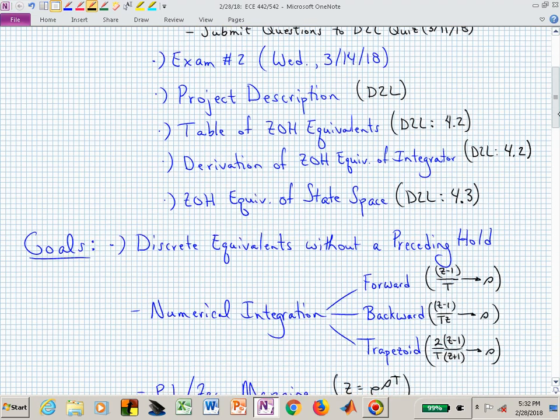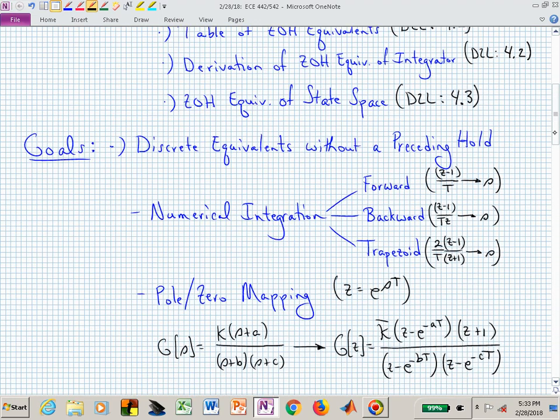Today, what I want to do is actually move into the next scenario of performing discrete equivalents. The last time we looked at scenario 2, which was where we had a hold preceding our transfer function, and we incorporated that hold's behavior into the dynamics of G of Z. Today, we're not worrying about preceding our transfer function with anything. We're just wanting a direct discrete equivalent from a given transfer function, D of S or C of S, to its discrete time equivalent, which we're calling C of Z.